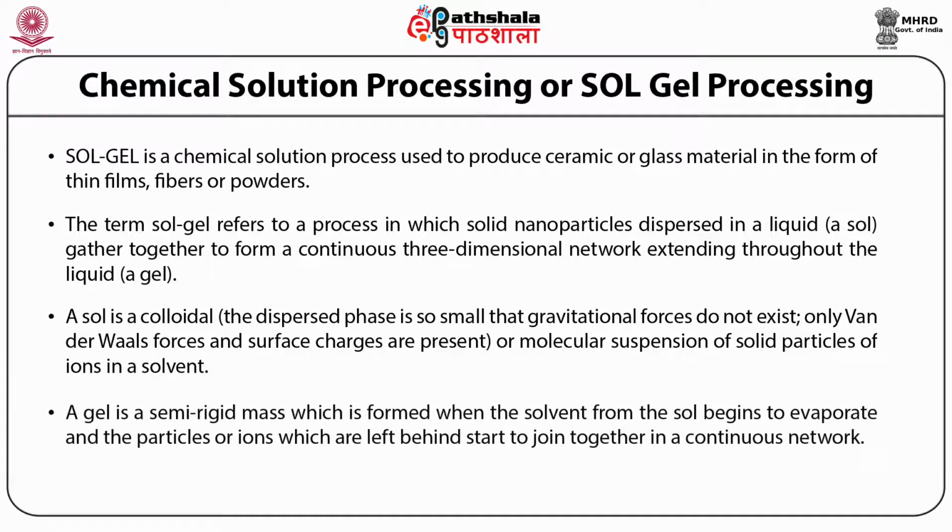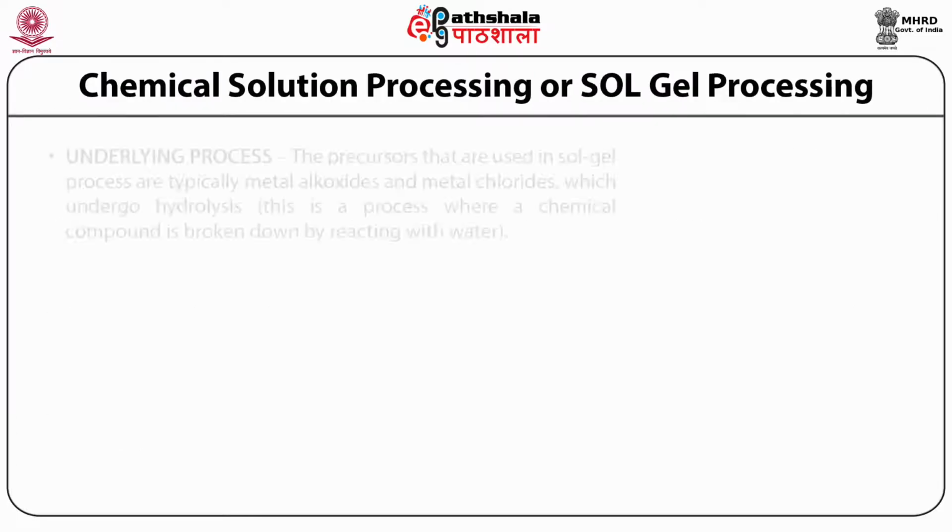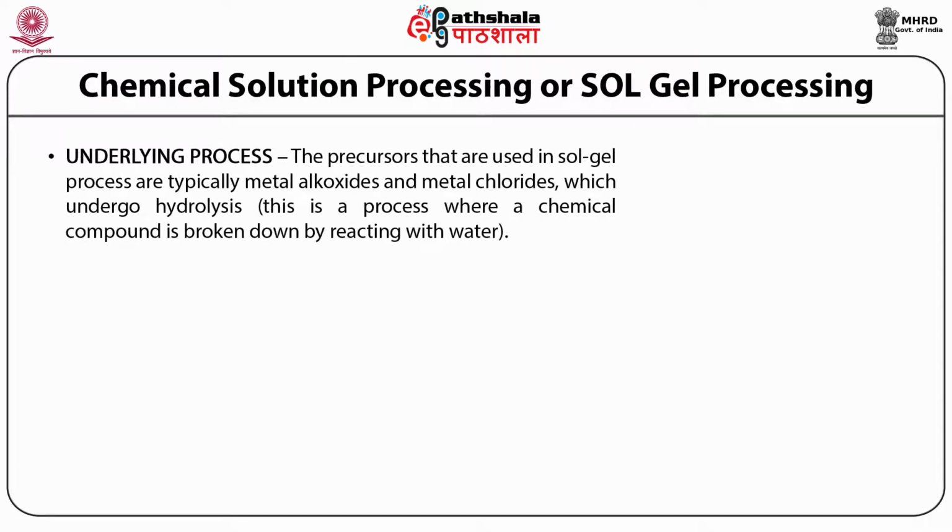So, a gel is a semi-rigid mass which is formed when the solvent from the sol begins to evaporate and the particles or ions which are left behind start to join together in a continuous network. So students, the underlying process for this type of technique is as follows.